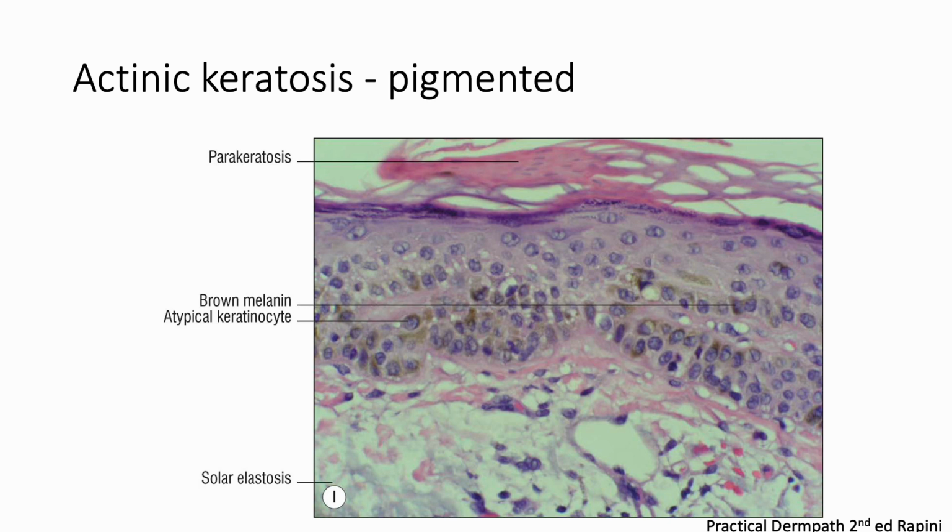Clinically, it can resemble a lentigo maligna or melanoma in situ, and so it got biopsied. But under the microscope, we can see there is only atypia in the lower portion of the epidermis.